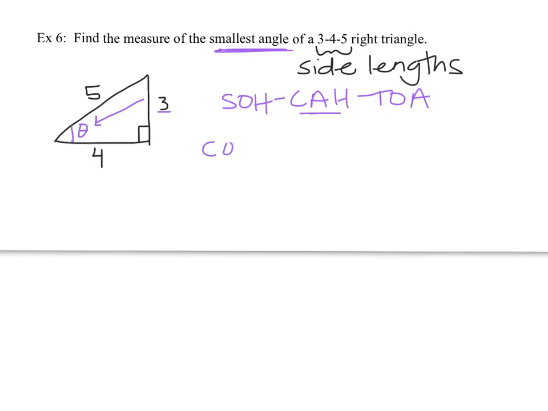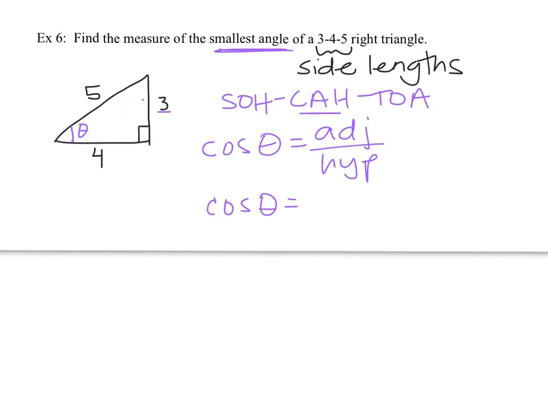So if we say cosine theta equals adjacent over hypotenuse, the adjacent side length, if we take a look at our side length comparison from theta, is that bottom side, which is 4. The hypotenuse is 5. So in fraction form, cosine theta will equal the fraction 4/5.